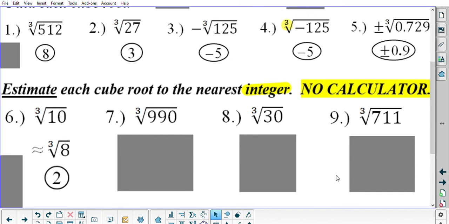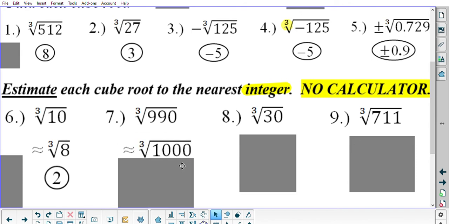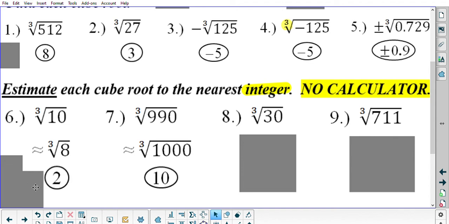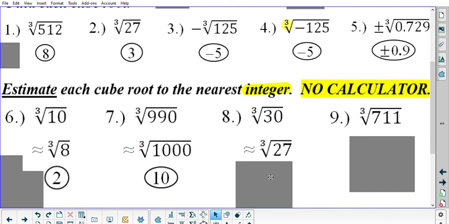Okay, I hope you've done these problems on your own. Here I go going over the answers. Problem number 7. Cube root of 990, and we are looking for the closest integer estimate to this problem. Well, the closest perfect cube to 990 was 1,000. And the cube root of 1,000 would be 10. Therefore, that's the best integer estimate for problem number 7. Problem number 8. What perfect cube is closest to 30? It was 27. So the cube root of 27 would give you an integer estimate of 3.